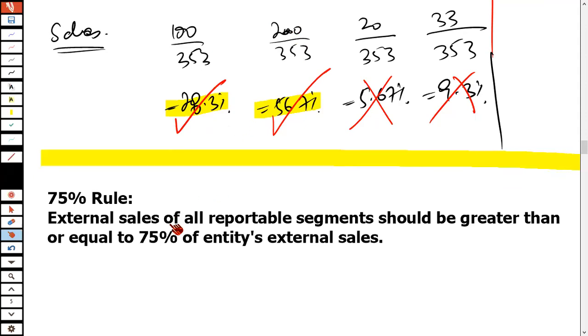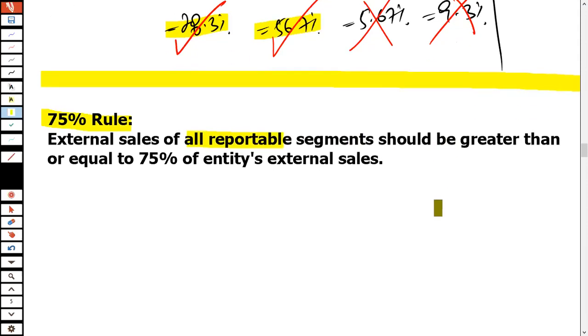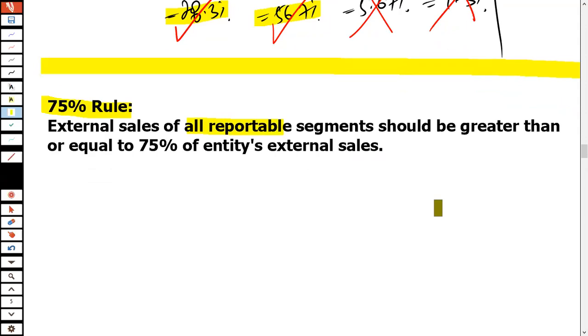Okay, now let's move a bit forward. So what is this 75% rule? It says the external sales of all reportable segments should be greater than or equal to 75% of the entity's external sales. What do you mean by this? For example, you've identified, yes, they can give different reportable segments, Jahane.